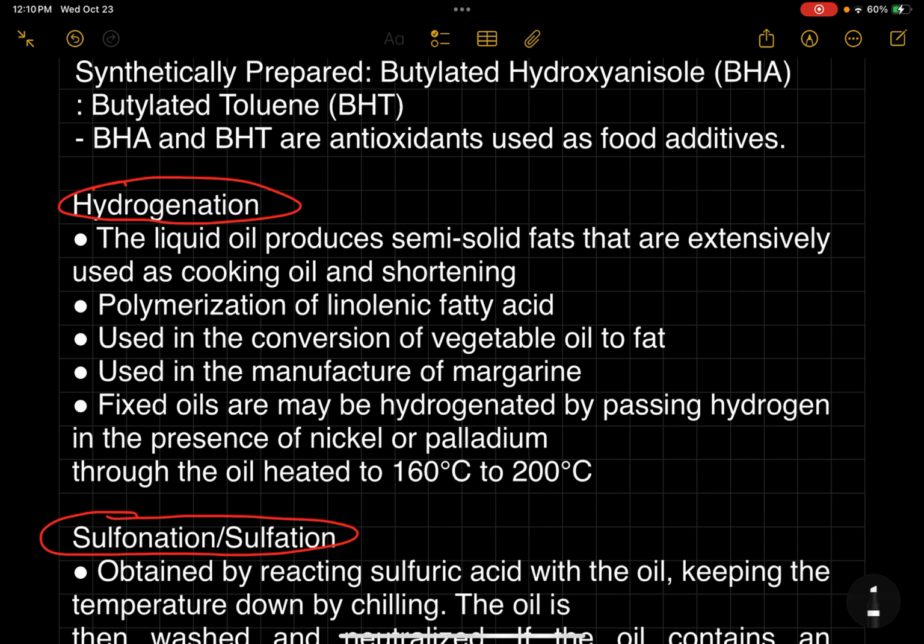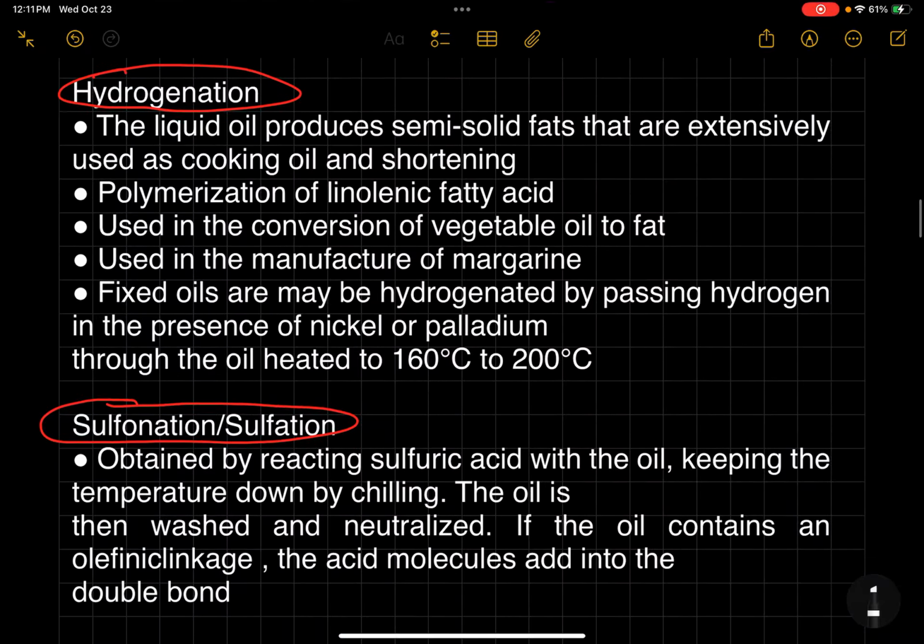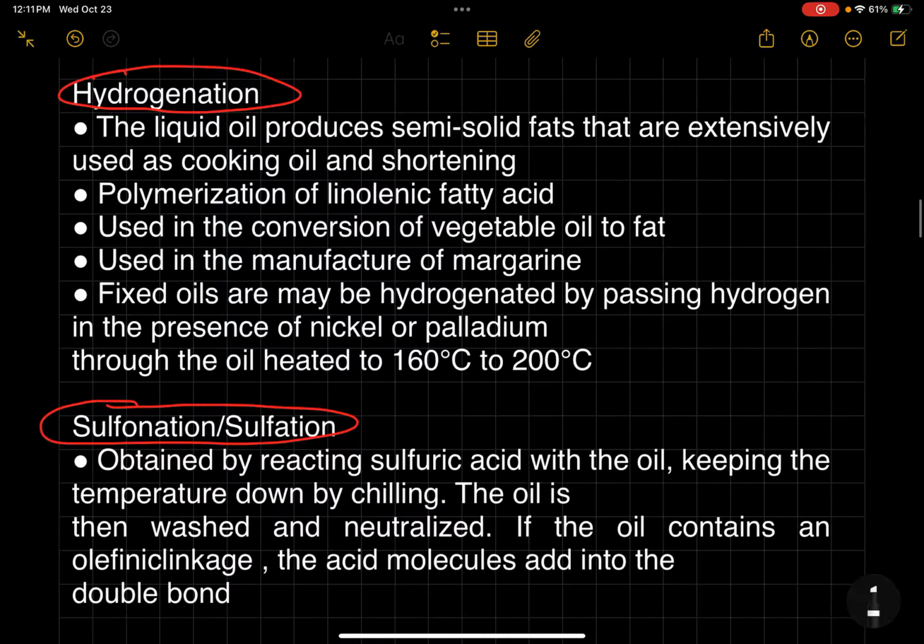We have hydrogenation. Hydrogenation is the process where the liquid oil produces semi-solid fats that are extensively used as cooking oil and shortening. So, polymerization of linolenic fatty acid used in the conversion of vegetable oil to fat, and used in the manufacture of margarine, fixed oils, and may be hydrogenated by passing hydrogen in the presence of nickel and palladium through oil heated to 160 degrees to 200 degrees Celsius.